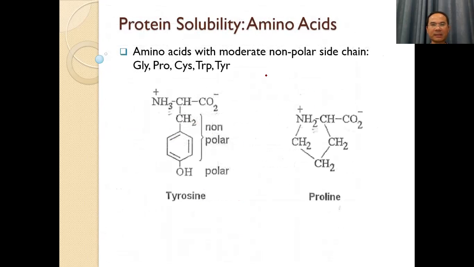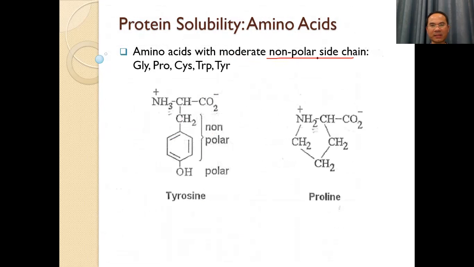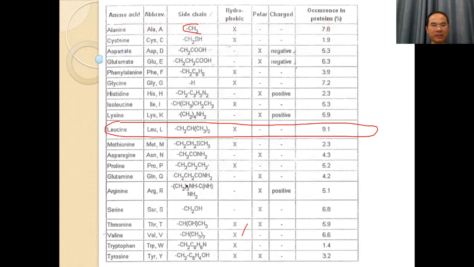Another example is an amino acid with a moderately non-polar side chain. This is not a very non-polar side chain, but a moderately non-polar one, for example with tyrosine. In tyrosine we have this non-polar side chain, and proline also has a non-polar side chain. That's why there is this carboxylic group and amino group. These don't like water either. There is no charge. And the molecule is moderately polar, moderately non-polar.